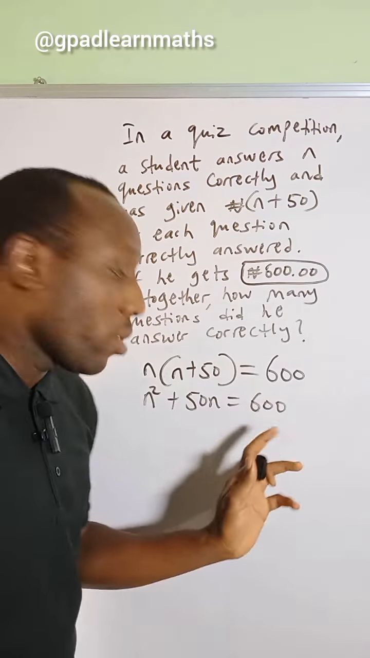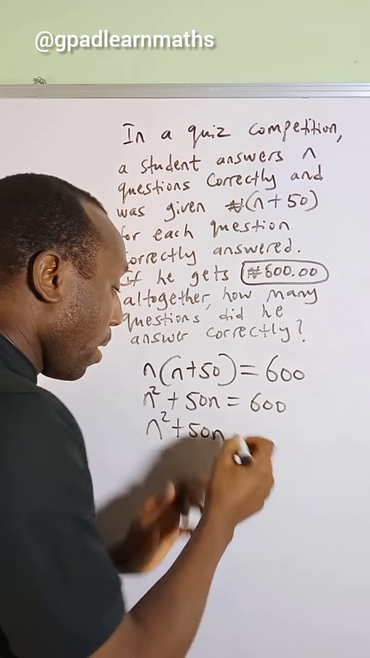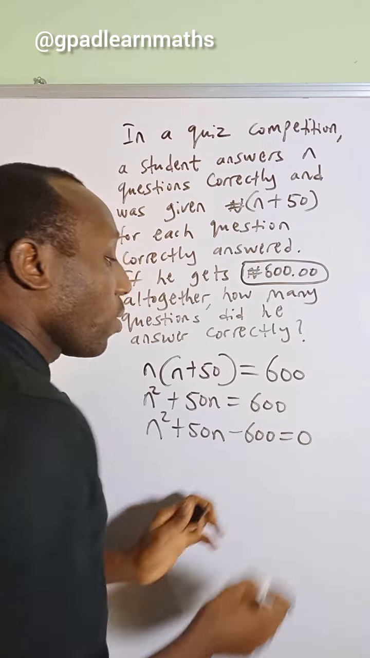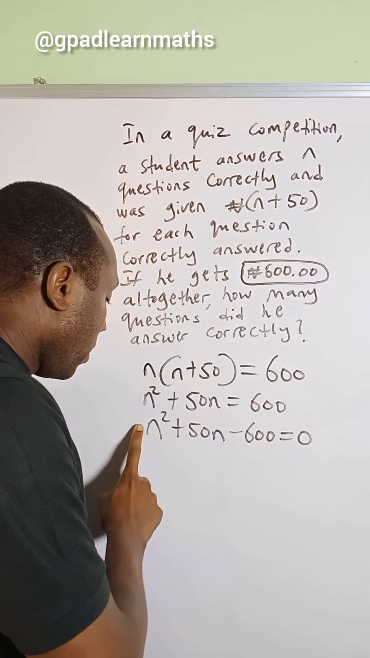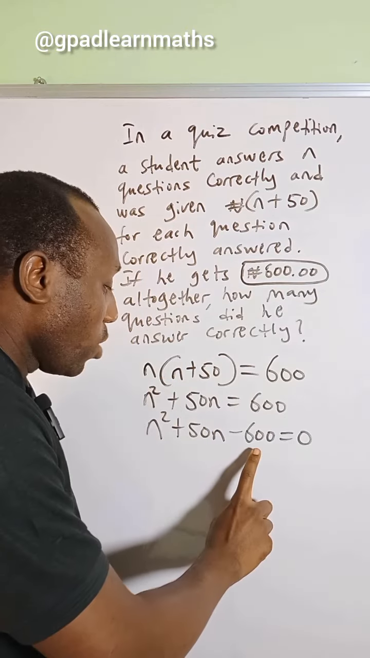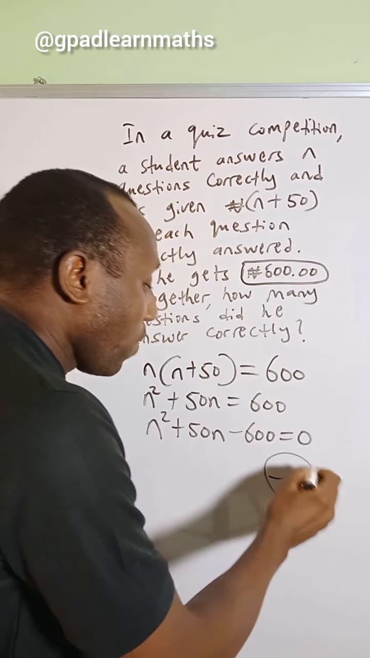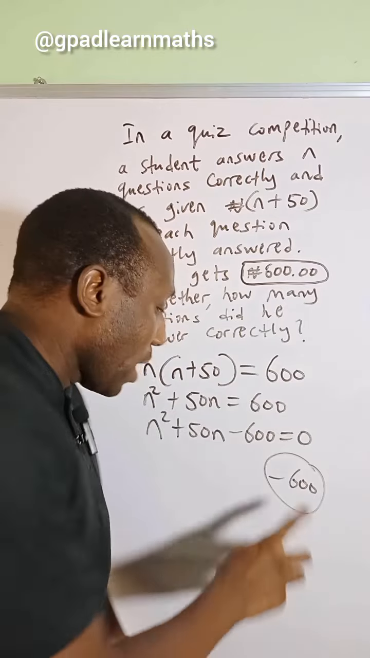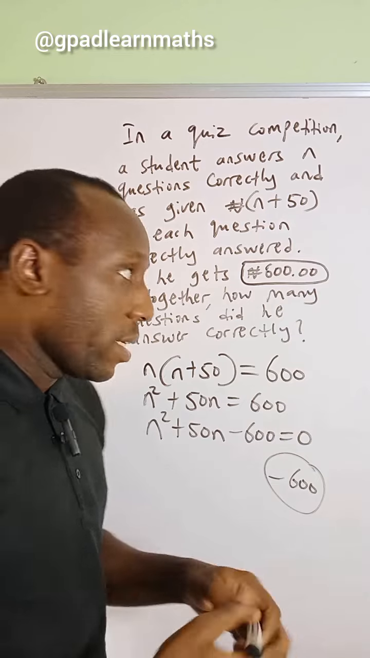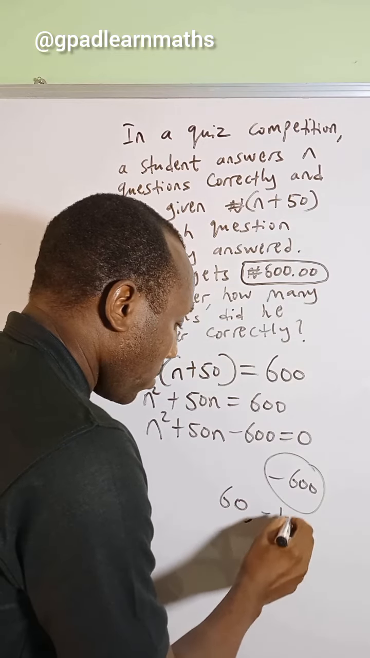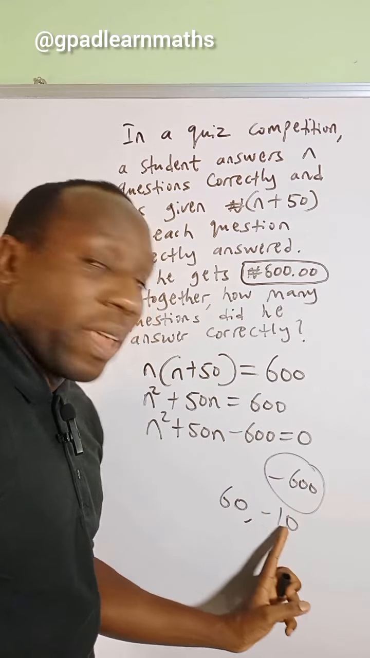Now, this is a quadratic equation. Let's move 600 to the left-hand side, and that gives us n squared plus 50n minus 600 is equal to 0. We can factorize this. So let's think of two factors. But before we do that, the coefficient of n squared here is 1. So multiply 1 by this minus 600, you are going to get minus 600. So think of two factors. When you multiply, you get minus 600, and when you add these two factors, you get plus 50. What are they? I think we can pick 60 and minus 10. Just 60 times minus 10 is minus 600. 60 plus minus 10 is 50.